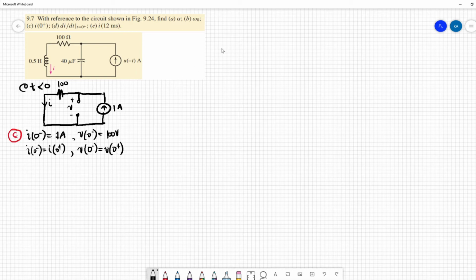Next, we analyze the circuit at t greater than 0. So at t greater than 0, we have an RLC circuit. So we have a source-free RLC series circuit.